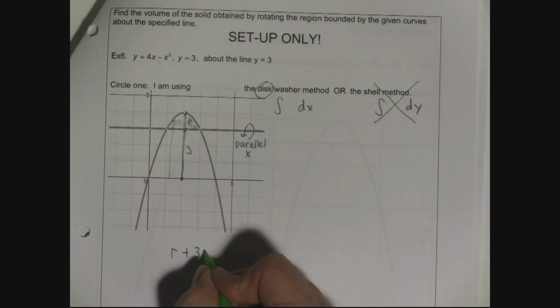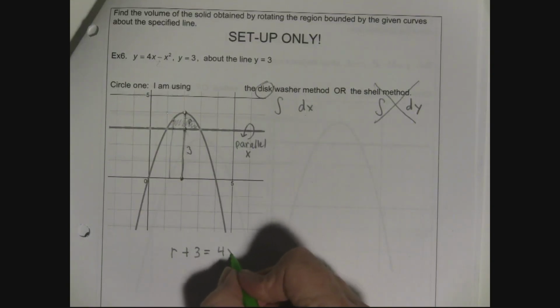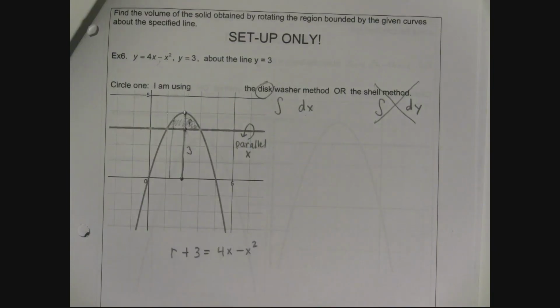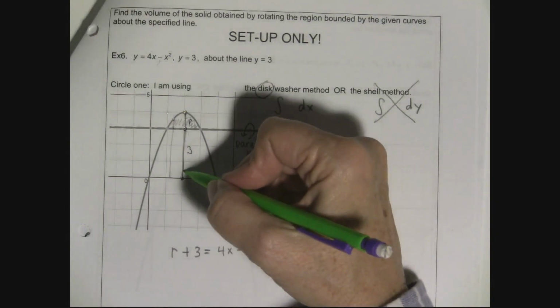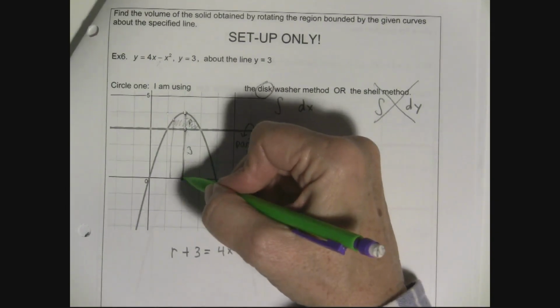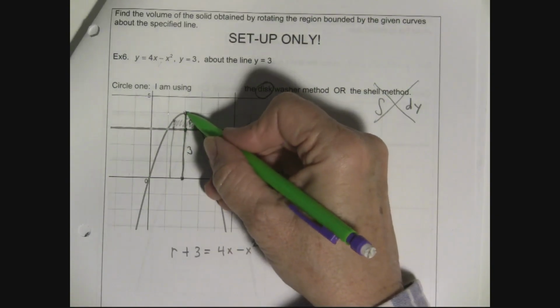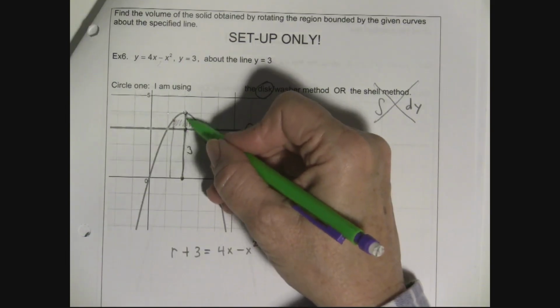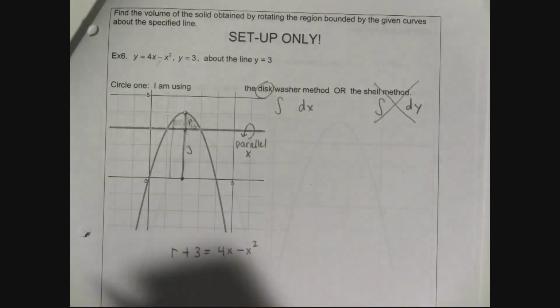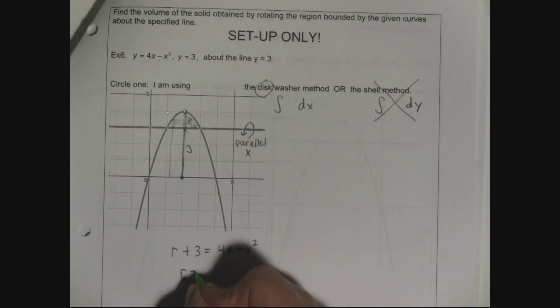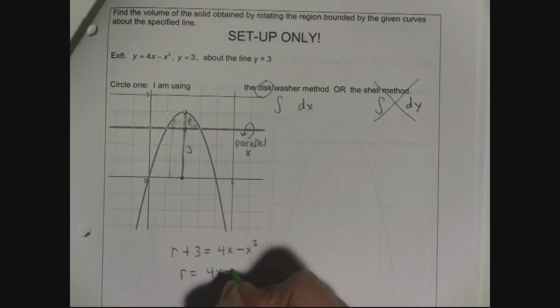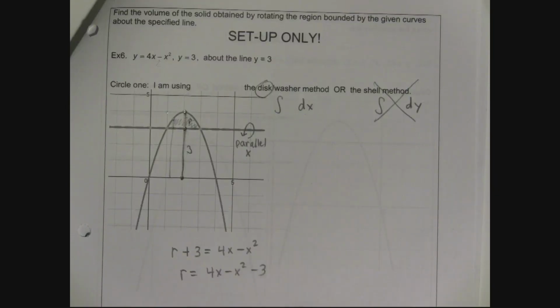So what I know is that r plus 3 equals 4x minus x squared, and I'm wanting to solve for r. I know that the whole thing from the x-axis up to that curve is 4x minus x squared. I know that little piece is r, and I know that little piece is 3. So r equals 4x minus x squared minus 3. That one was really tricky.